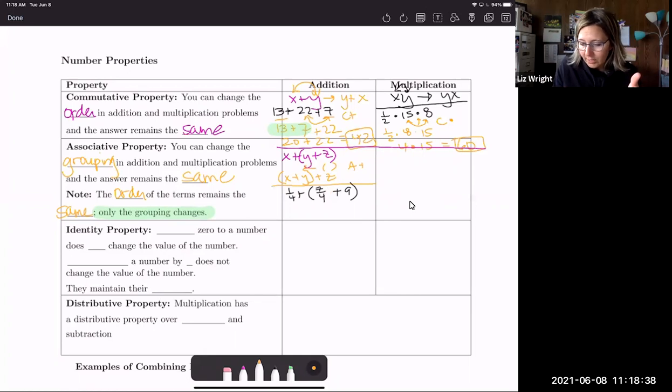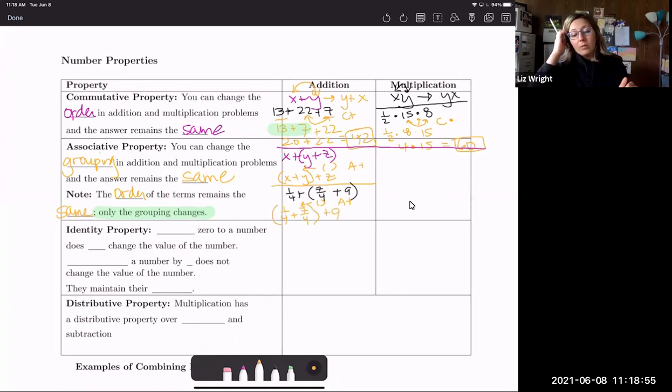Because you had that great idea, let's do that. Let's move the parentheses this way. And again, this is the associative property of addition. And so we're going to do 1/4 plus 7/4. We're going to group those, and then we're going to add 9.